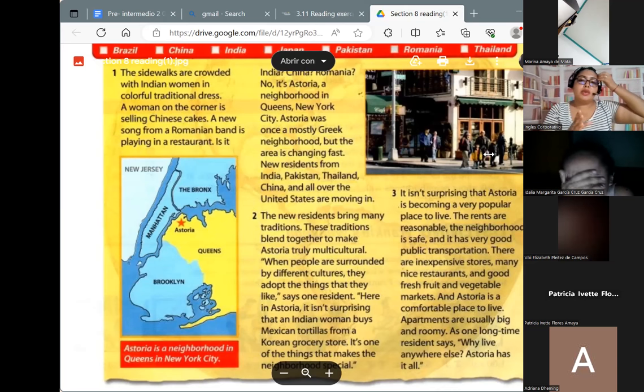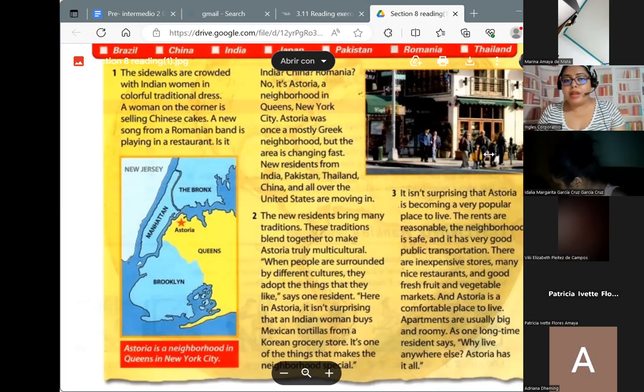So that's why we are talking about Astoria. That is a very interesting place in which we can find people from different countries, from India, China, Romania, and different countries. And they are mixing different things, as they say in this part. It is not surprising that an Indian woman buys Mexican tortillas from a Korean grocery.